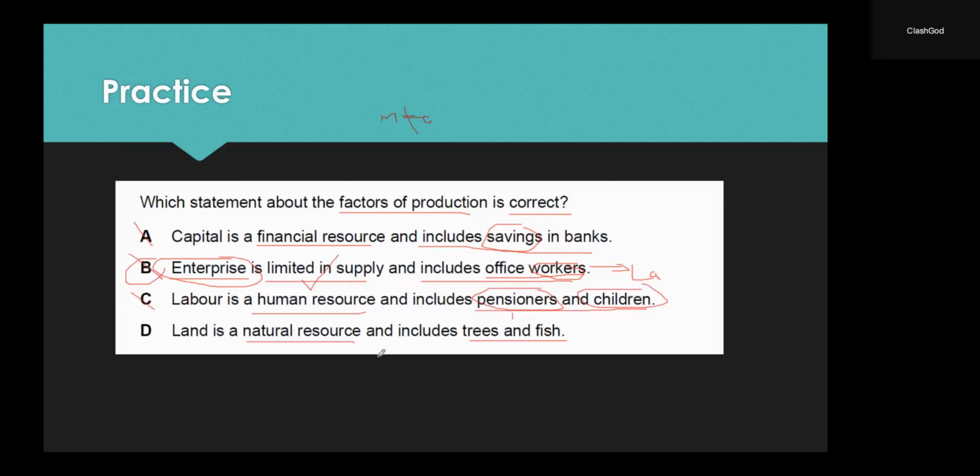Now, of course, this we also talked about. We use fish to produce because we fish them out to eat, and they are a gift of nature. Trees, I don't know how we use them to produce, but they are also a gift of nature, and we can use them to produce. For example, we can cut them down to make paper or produce lots of things, so they are also considered as land.